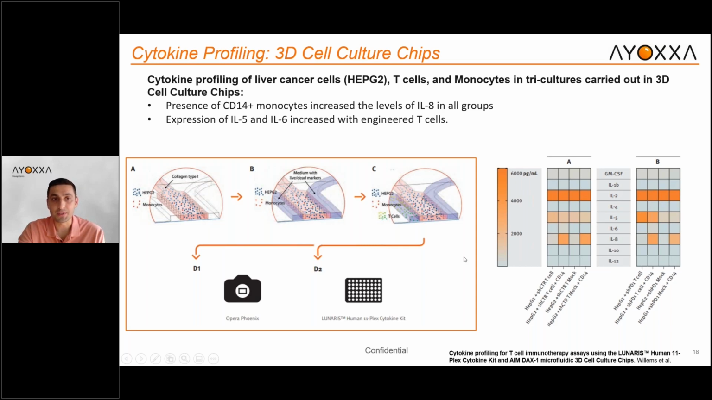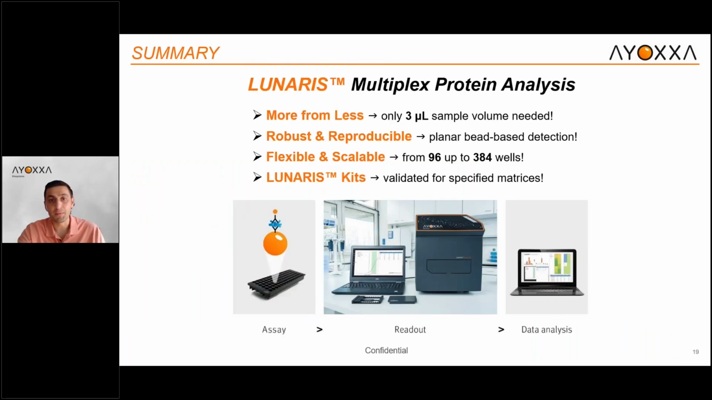Now, when looking at the results, you can see that with the presence of CD4, CD14 positive monocytes, IL-8 levels were increased in all groups. Expressions of IL-5 and IL-6 were increased where engineered T cells were placed. And then just this quick summary.